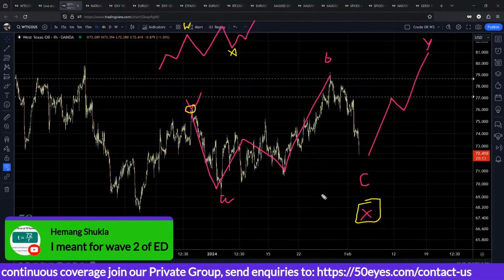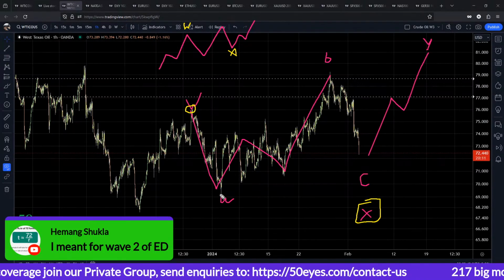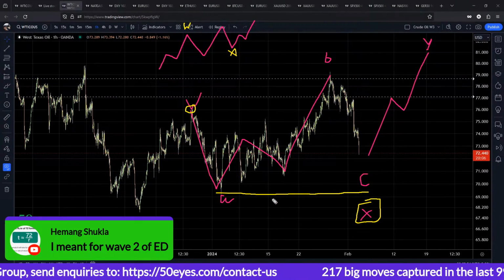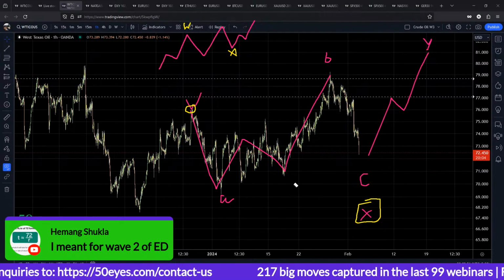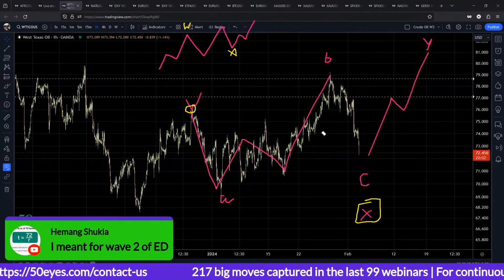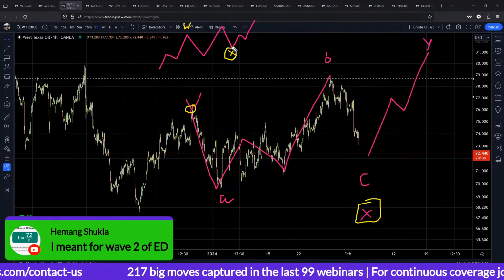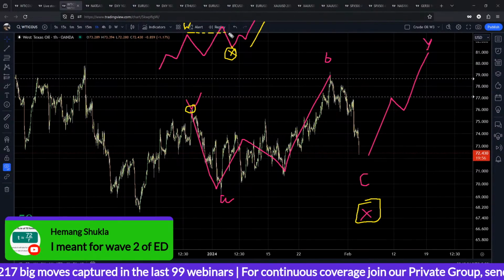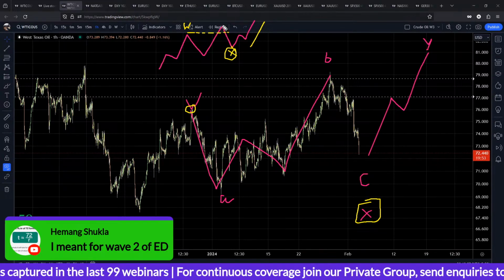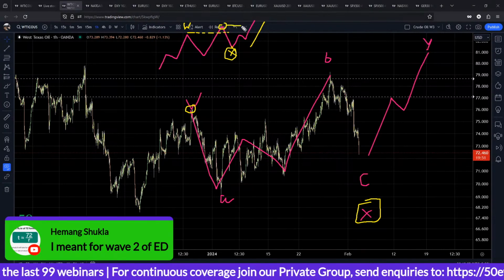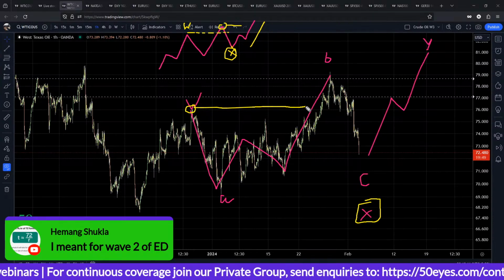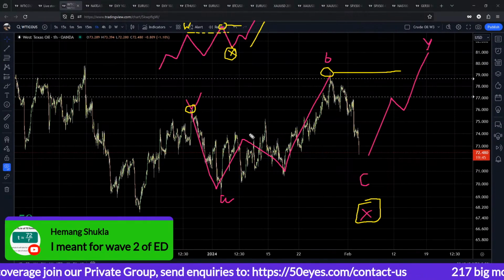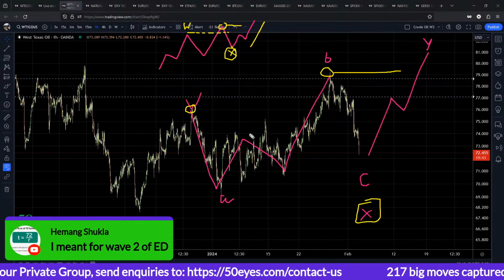Now this X is expected to stay somewhere above this wave A low, right? Can test it as well, but generally we expect it to stay above the wave A low. And then we expect that once the X is complete, the market will start moving up again and take out the high of wave W. And if the X structure has already done that, then take out the last high. So since the X structure's high is already taken out, we expect this high to be taken out, right? So that's the basic reasoning right now.